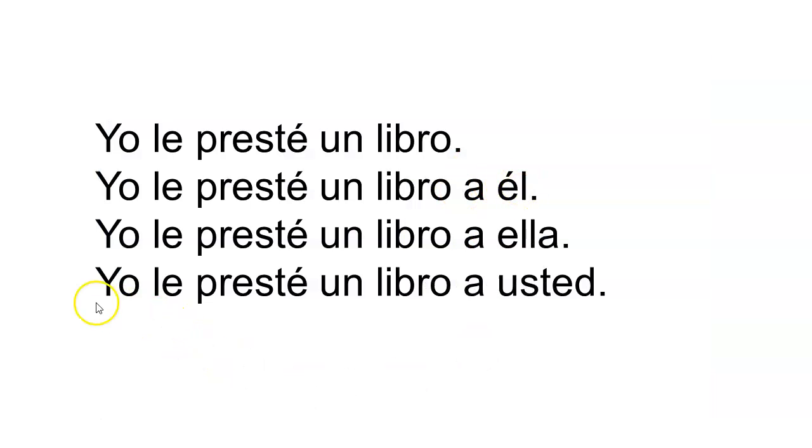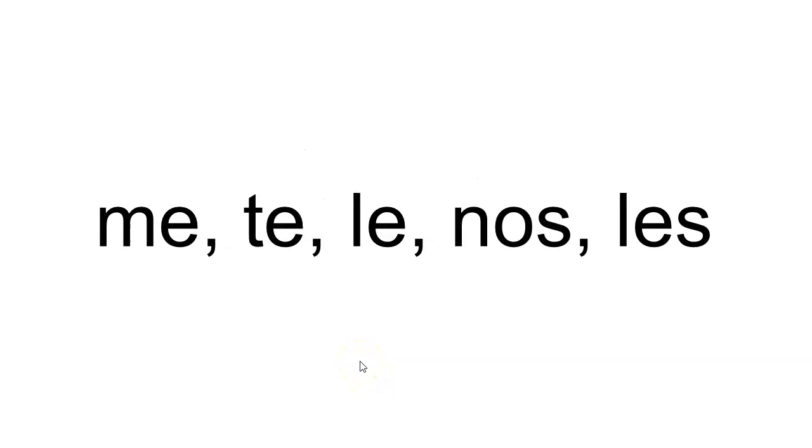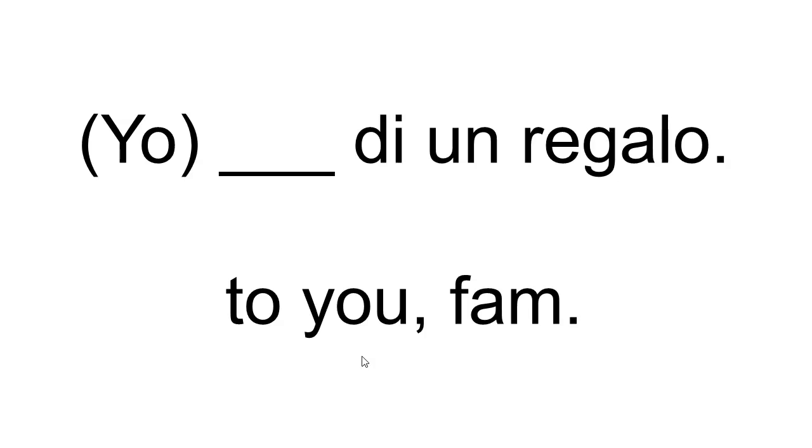The last one here, yo le presté un libro a usted. A usted means to you. So I'm using usted with someone. I'm talking directly to someone. So I lent a book to you is what this means. Be aware of these little phrases that clarify, but they're necessary for precision of meaning. So remember, me, te, le, nos, and les, your indirect object pronouns. Let's go ahead and get to the practice part.